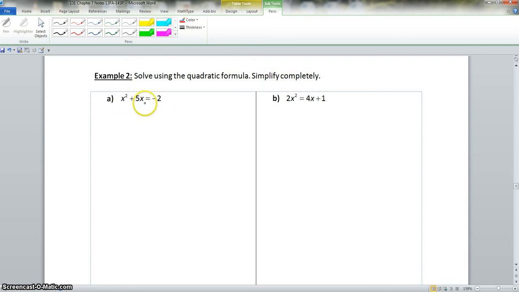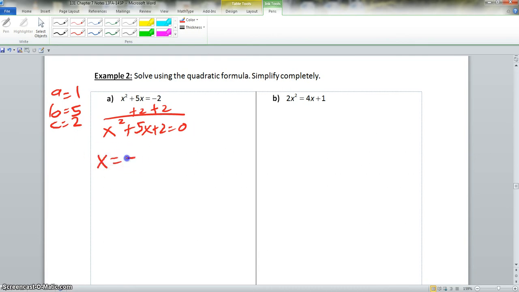Simplify completely. Okay, first of all, we have to make this equation equal 0. So we will add 2 on both sides. So we get x squared plus 5x plus 2 equals 0. Now, our next step, we would do our A, B, and C. A we know is 1, B is 5, and C is 2. Now we will put that in the quadratic formula.